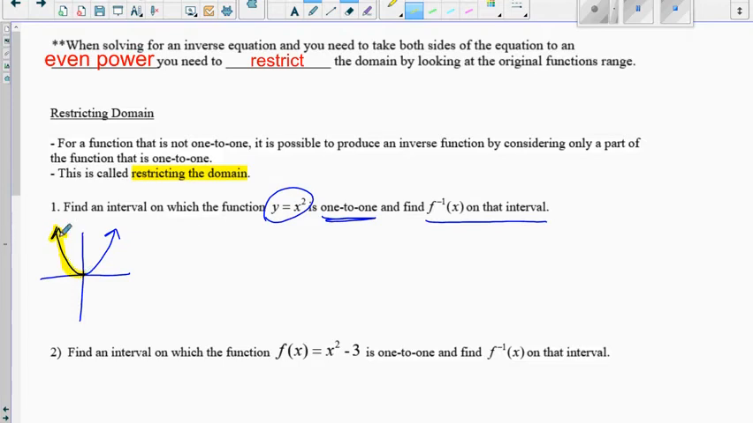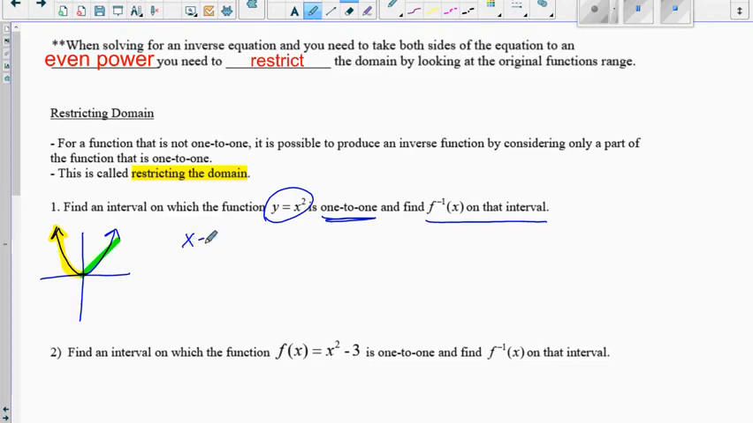So I could restrict my graph just to this part that I highlighted and take off this other part in blue, and then it would pass the horizontal line test. So that's one way I could restrict it, or I could restrict it to the right side and take off this part that I highlighted in yellow on the other side. So either of those would work. So let's go ahead and first actually figure out what the inverse equation is.